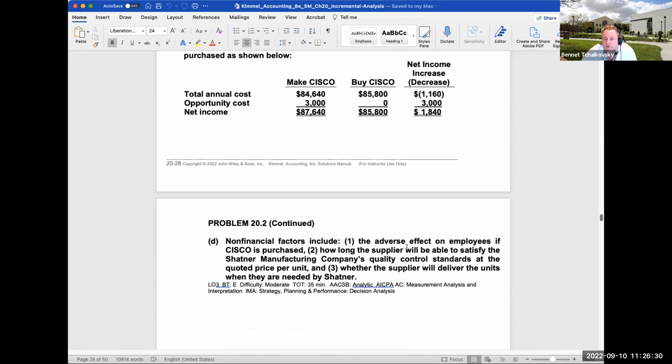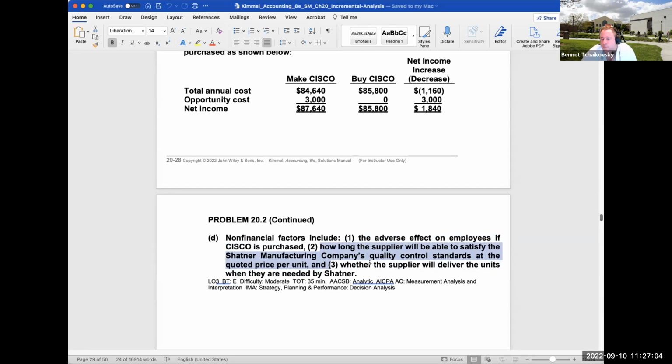Okay. So the adverse effect on employees if Cisco is purchased: you're going to have to do some layoffs, right? That's never pleasant. And by the way, if you lay somebody off, you aren't necessarily going to be able to replace them or their skill that quickly, especially in 2022 when we have a huge labor shortage of skilled workers. How long will the supplier be able to satisfy the quality control standards at the price per unit? Because if someone underbid to get the work and then pulls the old fast one, are they reliable? Are they financially stable? Do they know what they're doing? And will the supplier deliver the units when they're needed by Shatner?